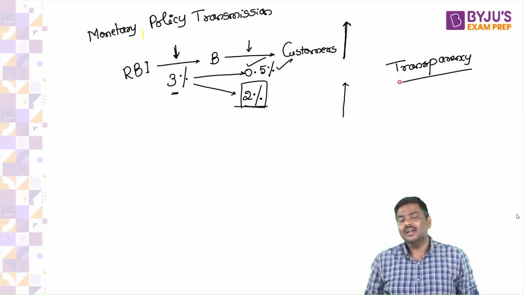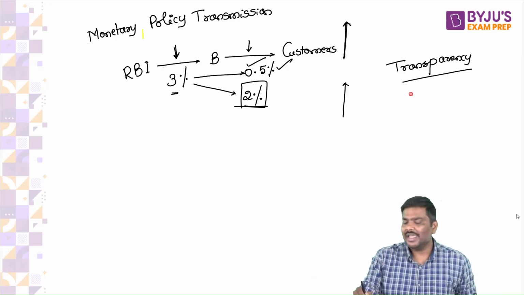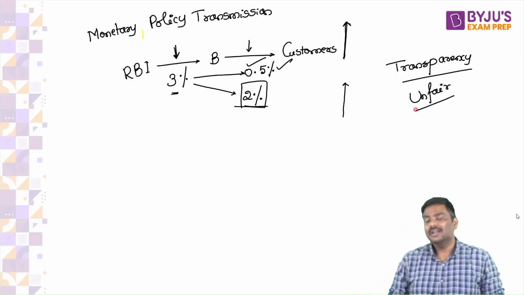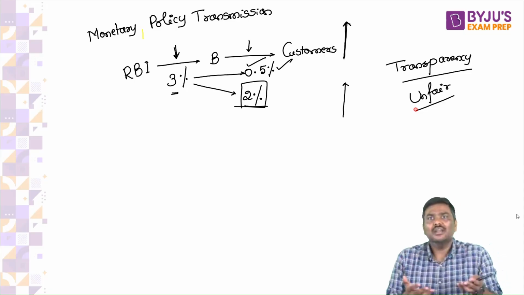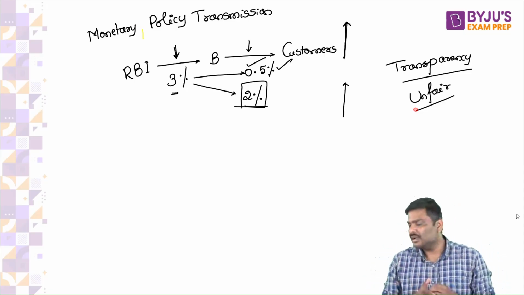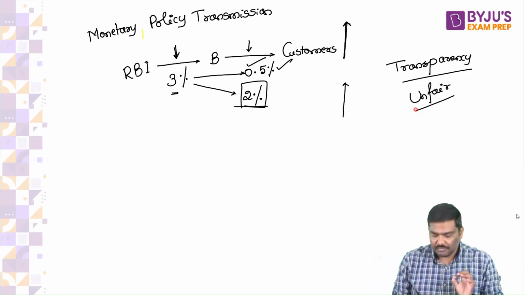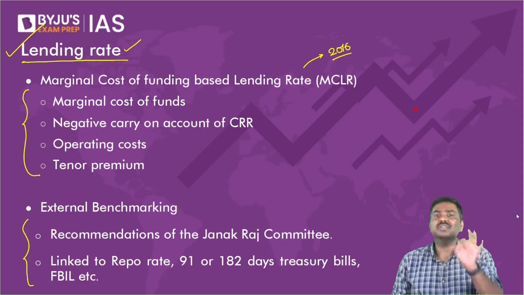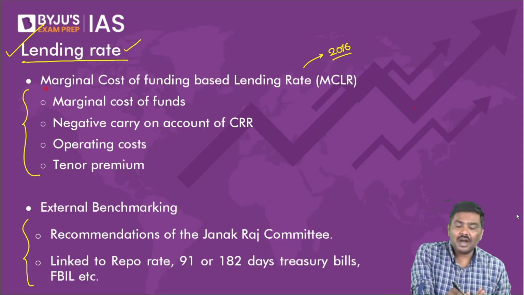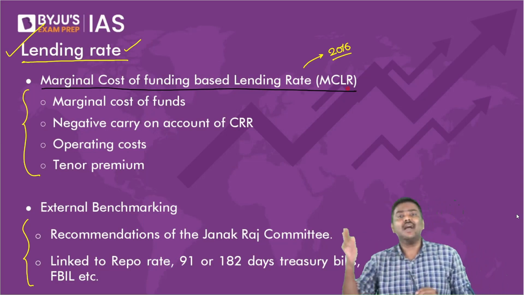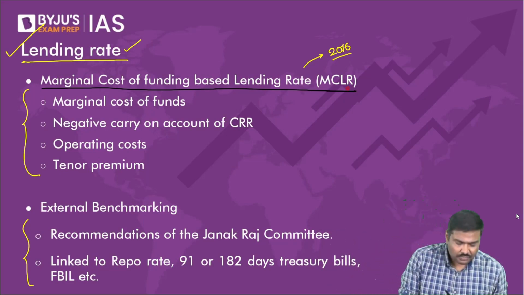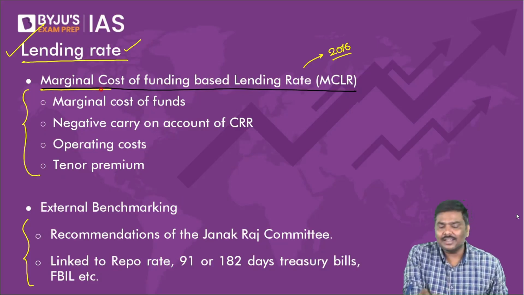And second, don't you think the rate of interest which is charged to the customer is unfair? Correct or not? The rate of interest that the banks charge the customer is unfair. It is unfair activity by the bank. That is the precise reason that from 2016 RBI introduced a system by the name of marginal cost of funds based lending rate, MCLR. Marginal cost of funds based lending rate.